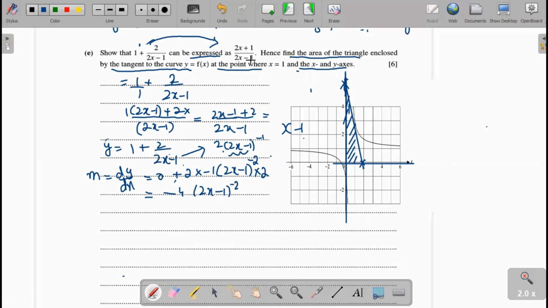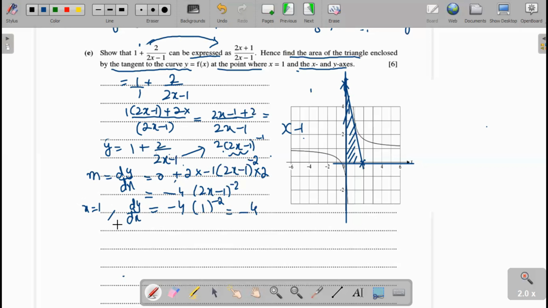Now we find the gradient at x equal to 1. Therefore, at x equal to 1, dy over dx becomes minus 4 into (2 into 1 minus 1) power minus 2, and that value is minus 4.